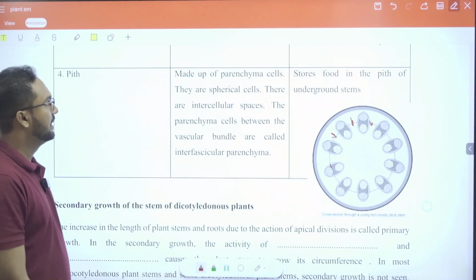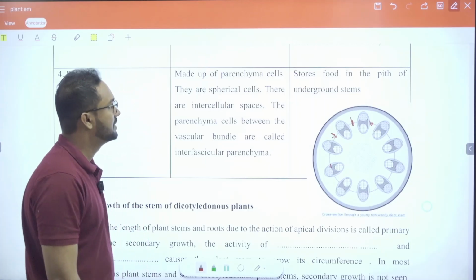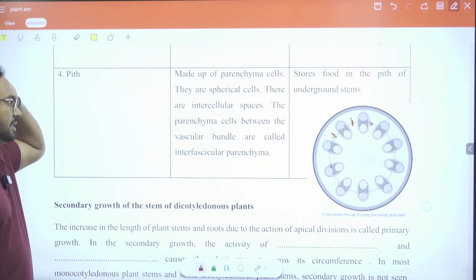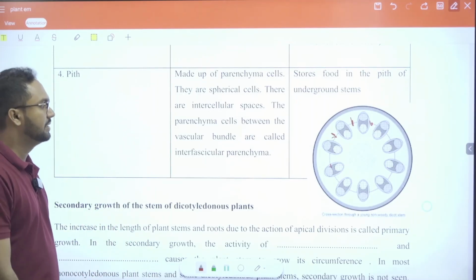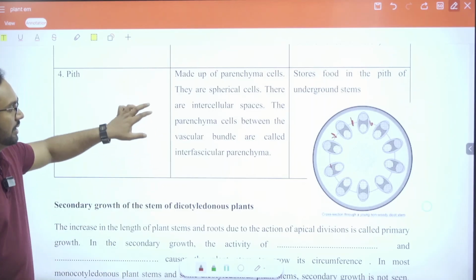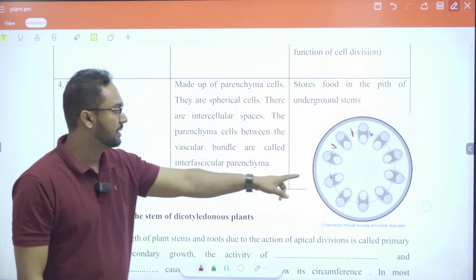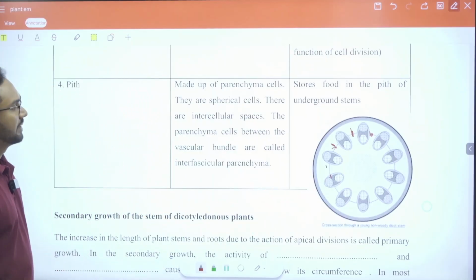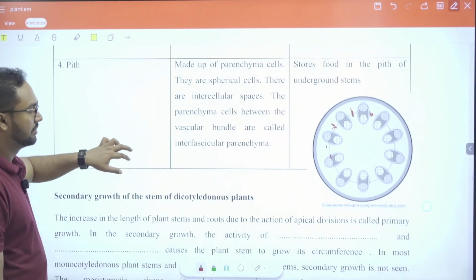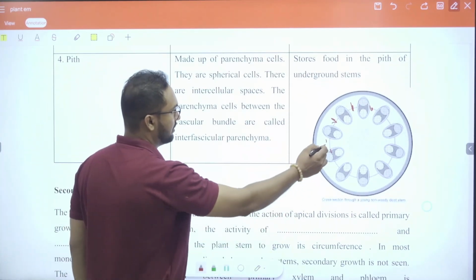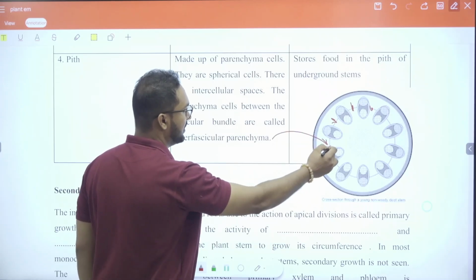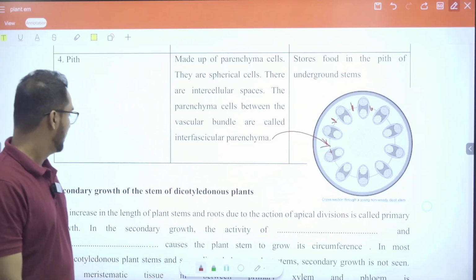Pith, made up of parenchyma cells. They are spherical cells. There are intercellular spaces. The parenchyma cells between the vascular bundle are called interfascicular parenchyma. ඒ කියන්නේ මැද හැදෙන ඒවා. හරි. Parenchyma cells between the vascular bundle are called the interfascicular parenchyma. ඒ කියන්නේ මෙන්න මෙයා, මෙන්න මෙතන. මැද හොඳයි. Right.